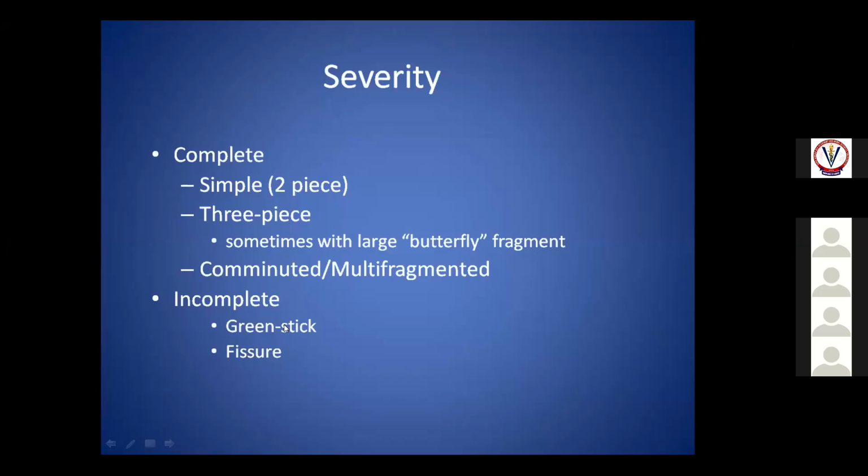Why is the name green stick given? Suppose you take a branch of a tree directly from a tree and you try to break the branch. It will break, but it will break only on one surface. The other surface will be intact. That we call a green stick. Whereas if you take a dry stick, completely dry, and break it, it will break on both the surfaces and you will get two different pieces. So green stick fractures are always called incomplete fractures.